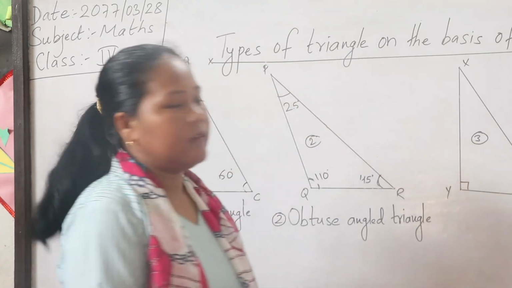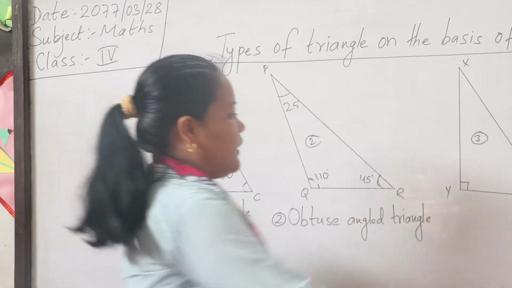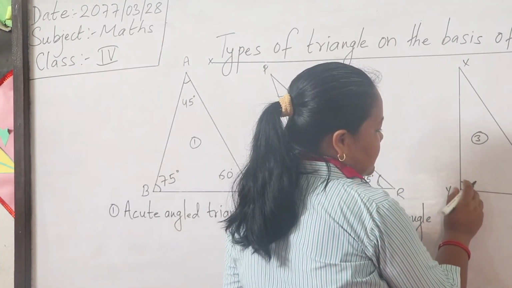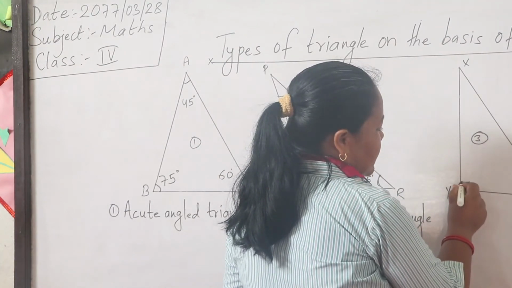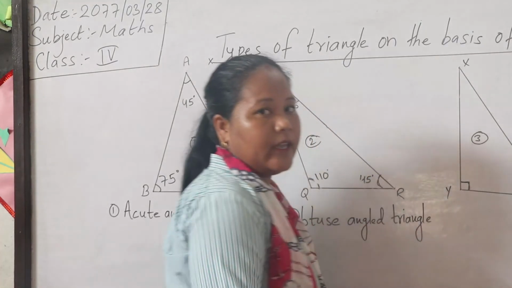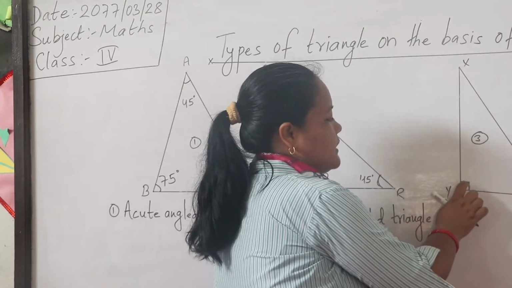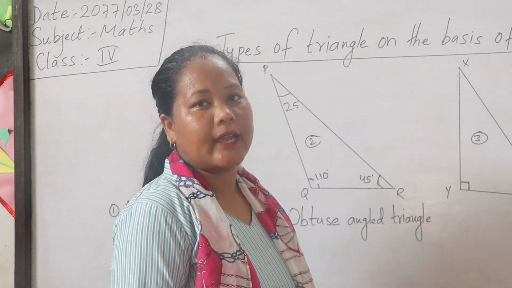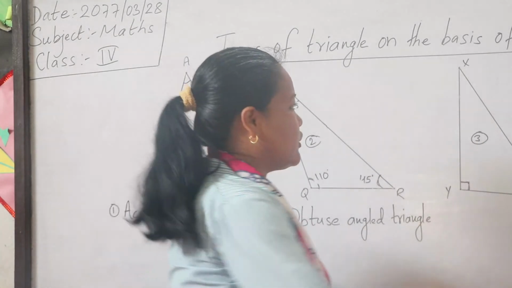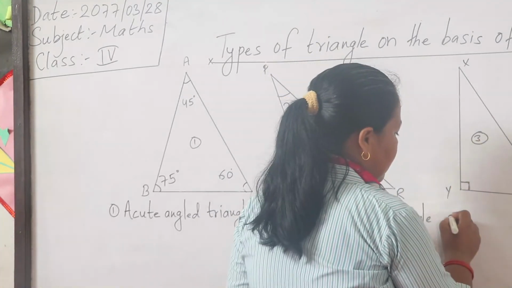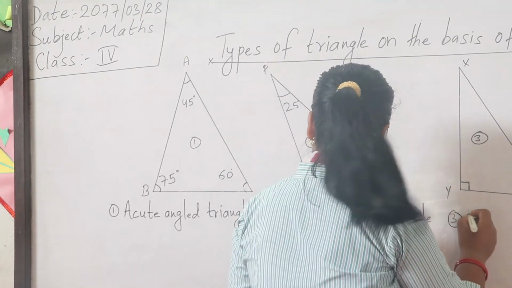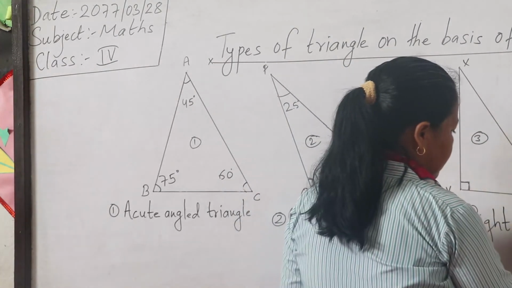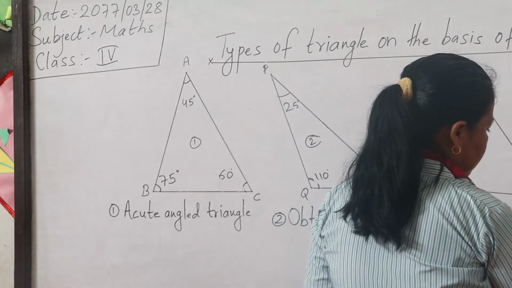Next, number 3. Number 3 figure. Look, here I have given the sign. Which sign is this? Yes, it is the 90 degree sign. This angle is a 90 degree angle. 90 degrees means right angle. So this is called a right angle triangle.